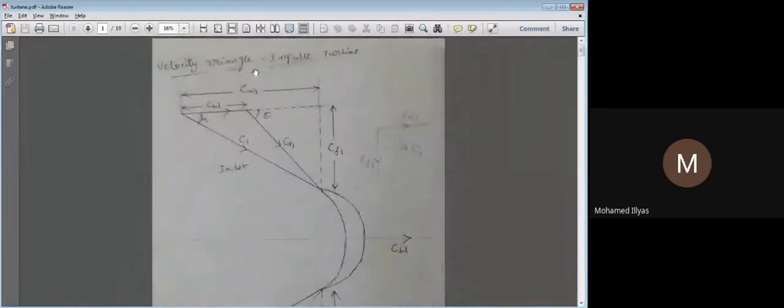So put the velocity triangle for impulse turbine. Because understanding the velocity triangle is very important. Then only you can solve the problems on velocity triangle.